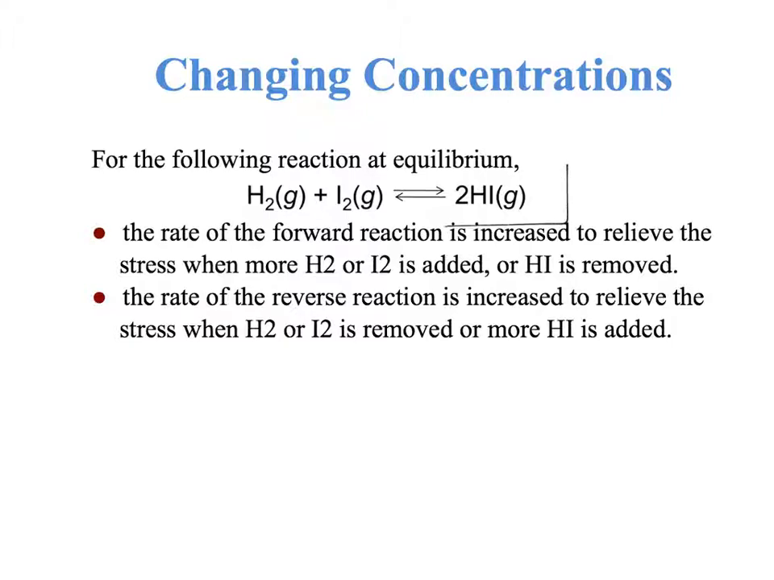Let's say that we have this equilibrium over here. We can stress this by adding more of this. If we add more hydrogen gas or iodine gas, what is going to happen? The system is going to try to do the opposite by favoring the reaction that gets rid of it, which is the forward reaction. Now, if we remove either of these, if we remove hydrogen or iodine, then the system is going to try to reach equilibrium again by doing the opposite, meaning that it will favor the reverse reaction.